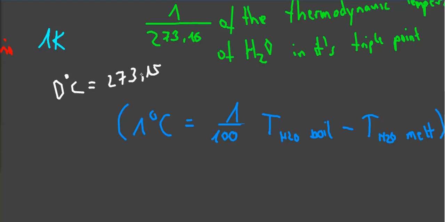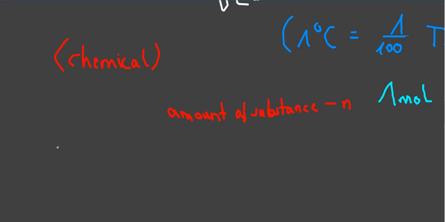It's quite interesting, it's 15, not 16 here. If you want to get from Celsius to Kelvin, you can just add this 273.15, and if you want to get from Kelvin to Celsius, you can just subtract this number.